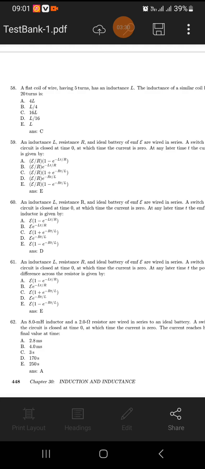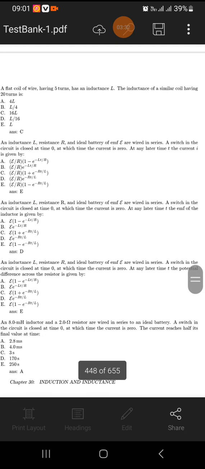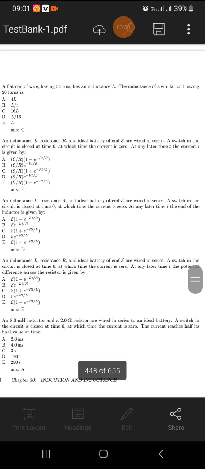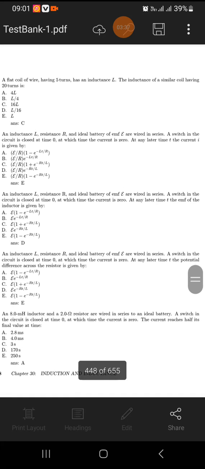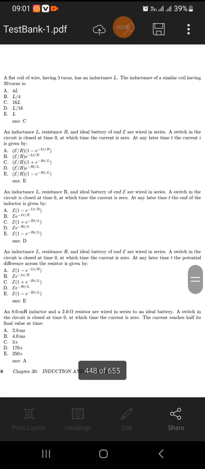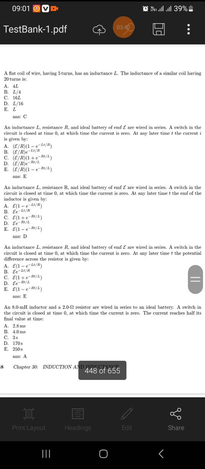An inductance L, resistance R, and an ideal battery of EMF E are wired in series. A switch in the circuit is closed at time t equals 0. At any later time t, now they are looking for the EMF, not the current. The EMF of the inductor is given by D, which is small e to the power of negative Rt divided by L.